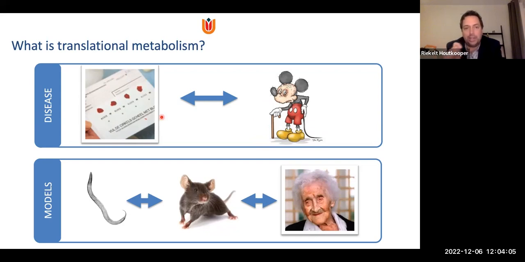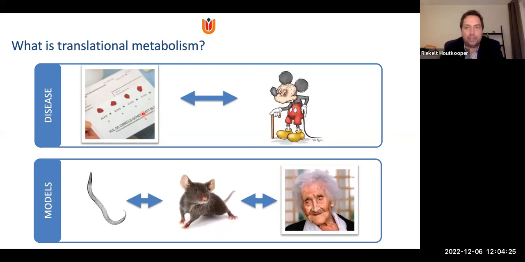We try to bridge the gap, for instance, using molecules that are initially discovered in the context of aging and trying to use them for metabolic diseases, and at the same time also inherited metabolic diseases, sometimes also reflecting in an accelerated aging phenotype. So we go back and forth.